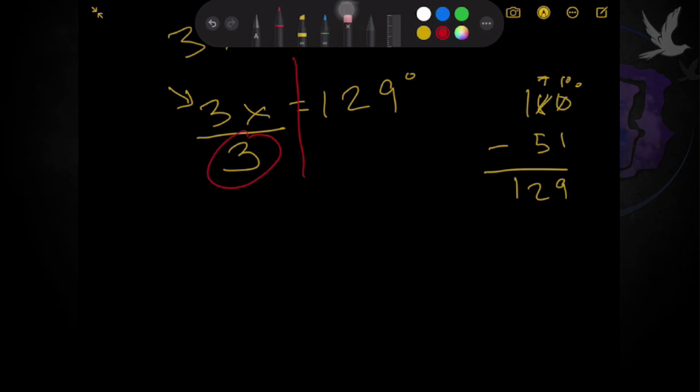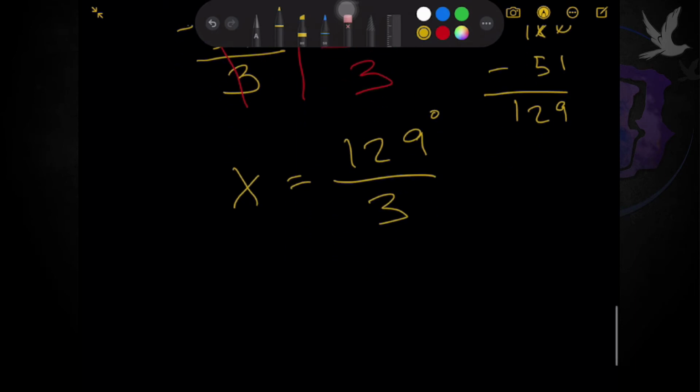And the golden rule goes, what you do in one side of the equation, you should also do it on the other side of the equation. If you divided this side by 3, you should also divide the other side by 3. 3 divided by 3 is, you basically just cancel it, and you are now left with just x alone. Rewriting this information here, 129 divided by 3.